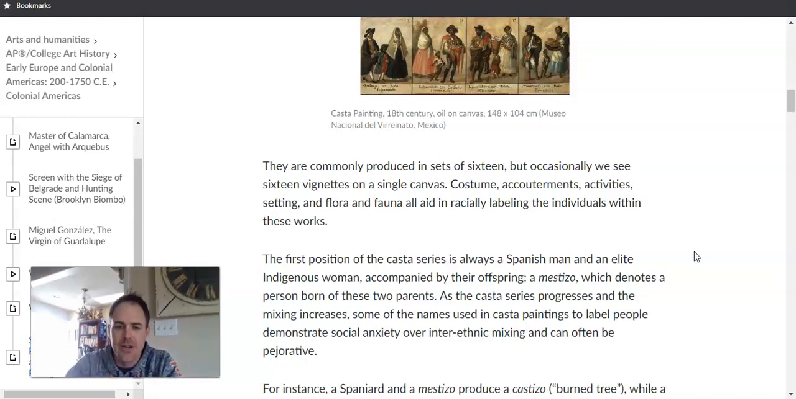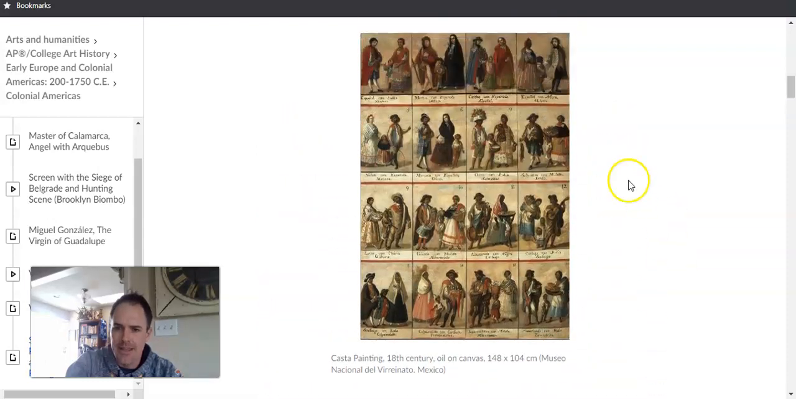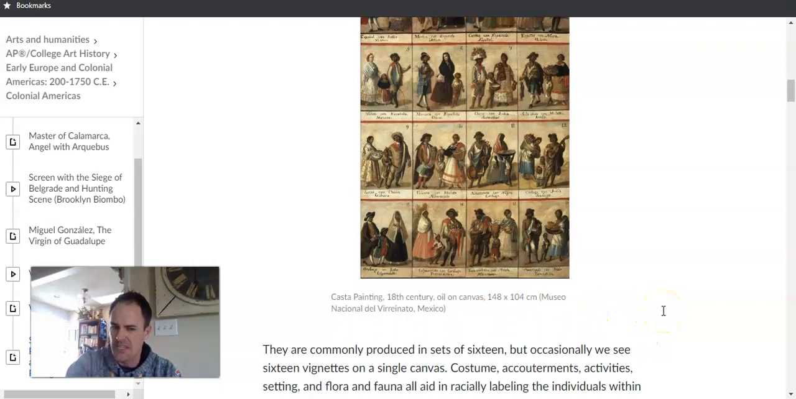"And as the casta series progresses and the mixing increases, some of the names used in casta paintings to label people demonstrate social anxiety over inter-ethnic mixing and can often be pejorative," which is a fancy word for being rude and disrespectful, right? And hopefully we had that discussion when we talked about the painting that we examined, that as you go down this social ladder, people's skins get darker, the clothes get less fancy, and the names that are given get meaner, to be honest.